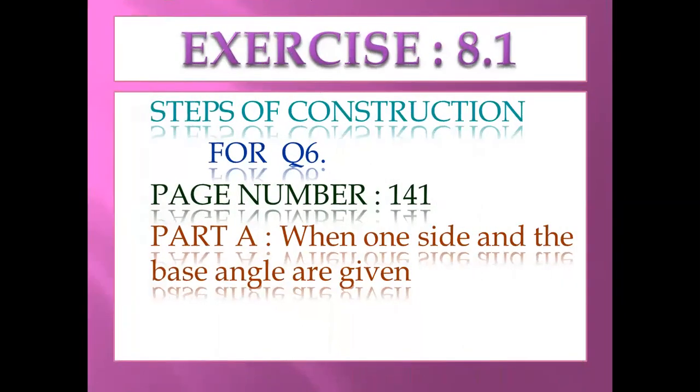The steps of construction of this question are on page number 144, under the heading when one side and the base angle are given. Under this statement, the steps of construction given are our required steps, but you will label and write the angles and the measurement of the side according to your question.